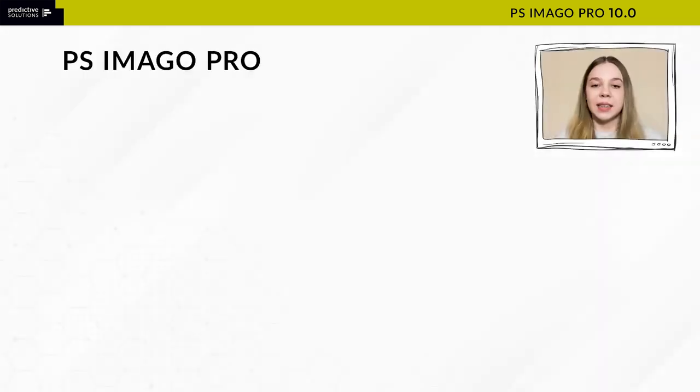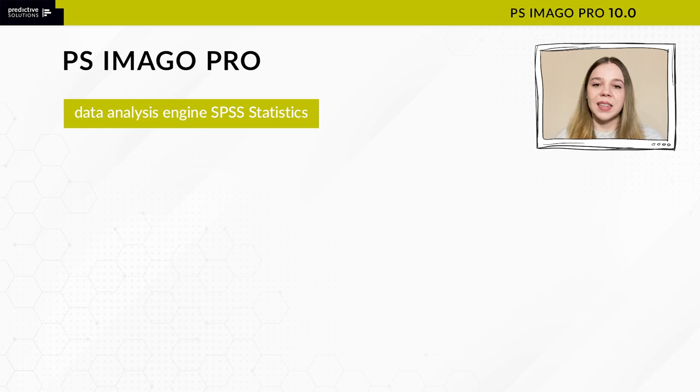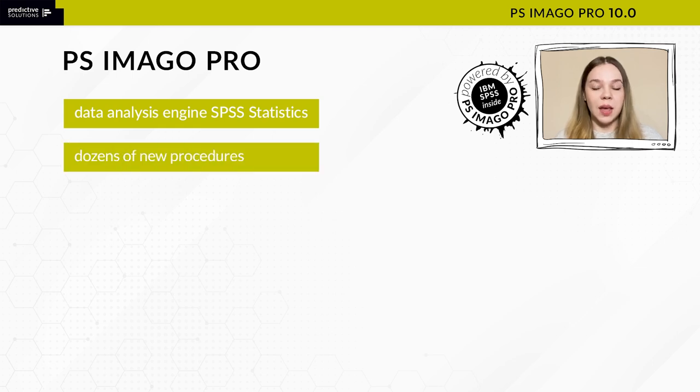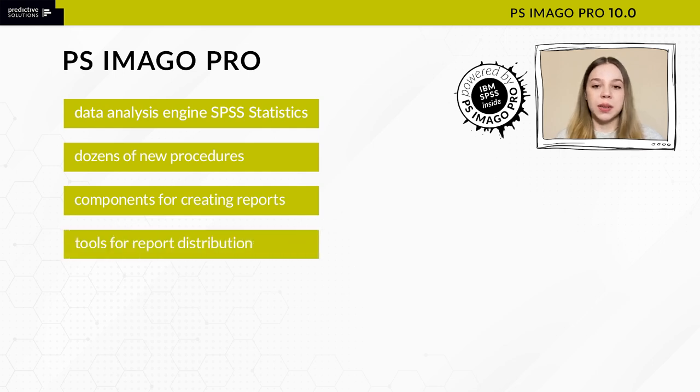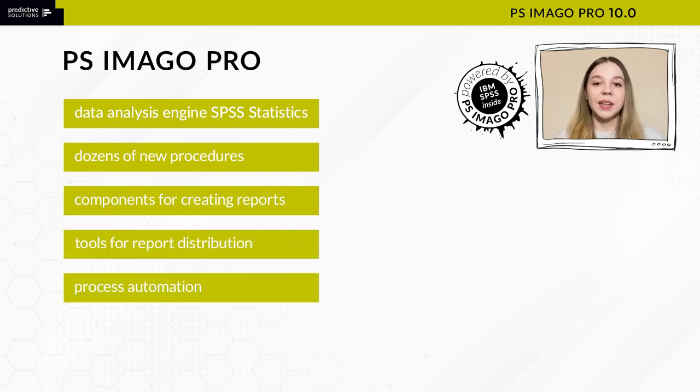Its unique analytical capabilities are due to the use as a data analysis engine of the standard in this field, SPSS Statistics. As part of PS IMAGO PRO, we have extended it with dozens of new procedures for working with data, analysis and visualization, enriched it with components for creating reports based on result objects, tools for report distribution and process automation. This is what PS IMAGO PRO is all about.